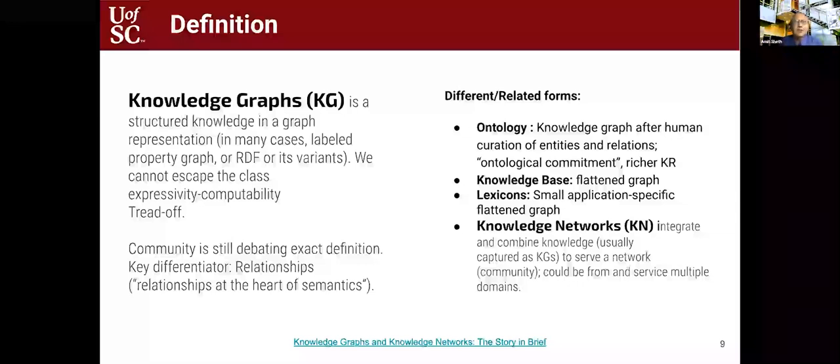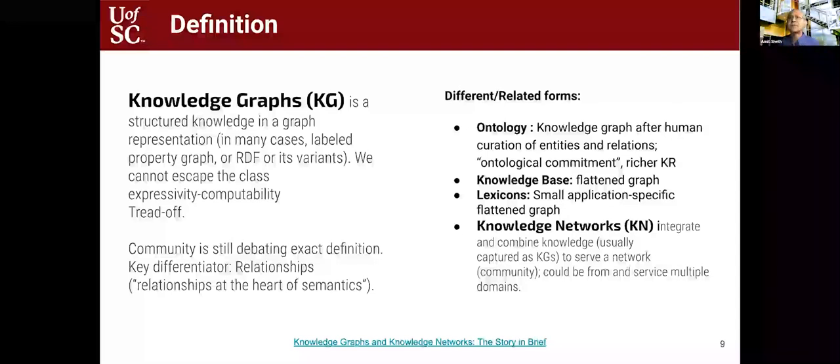In some sense, it is a compromise in the continuum between expressivity and computability. So it's not the most expressive form of knowledge representation, but the most important thing is that, as in RDF, almost all knowledge graphs should have relationships as a very key element, just as entities are. Relationships should be first-class objects. I've been saying for a couple of decades that relationship is at the heart of semantics, semantics meaning associating meaning with the data. Now, there are a variety of related forms. The most well-known term is ontology.